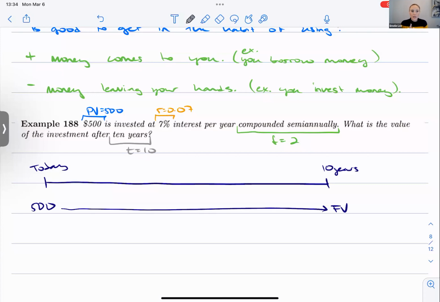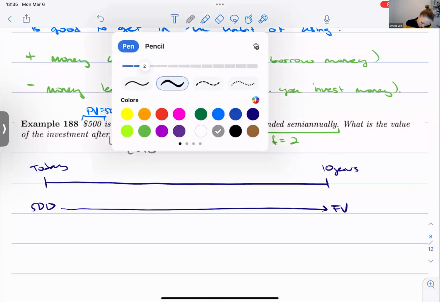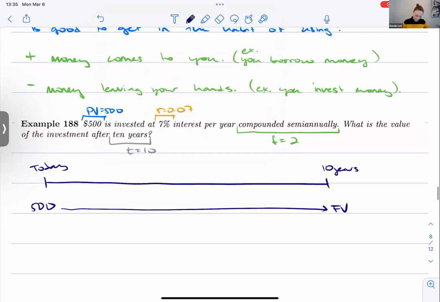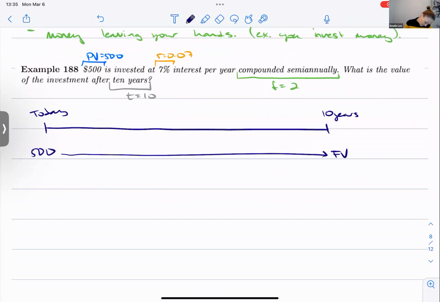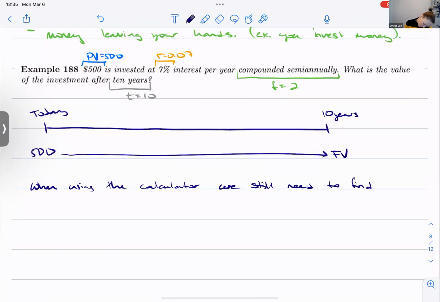Now, what's fun about the calculator is that although we have to find N, it'll calculate I for us. So when using the calculator, we still need to find N, but it calculates I for us.